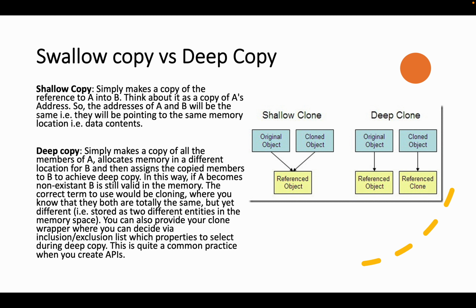So we have what we call shallow copying and we have what we call deep copying. So shallow copying simply makes a copy of the reference to A into B, or as you saw in our employee, E into E2, or X into Y. Think about it as the copy of A's address. So the addresses of A and B will be the same. They will be pointing to the same memory location, data contents.